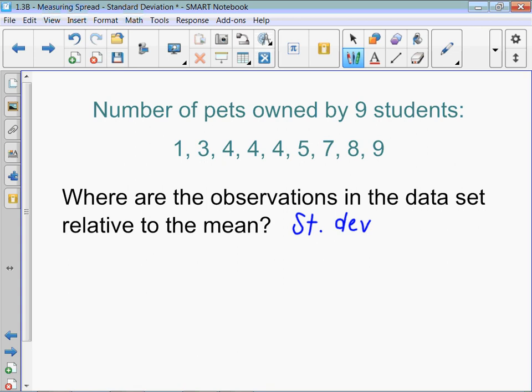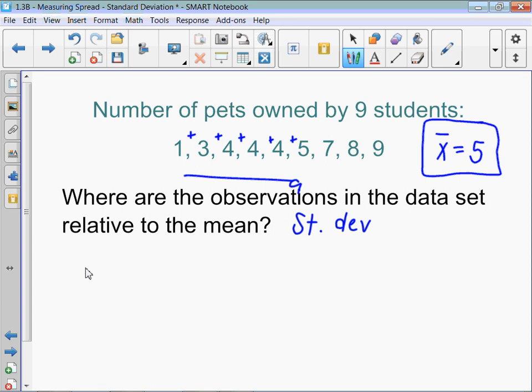So the first thing you have to do is actually find the mean. So, of course, add all these up and divide by what? 9. And so you end up getting that x bar is 5. So the average number of pets is 5. I have a lot of pets, all right? And now we're going to find the standard deviation. And we can start with the variance. And then we'll square root our answer at the end.